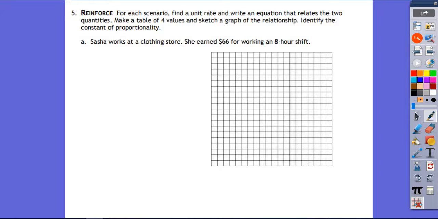They told me, find a unit rate. They told me, write an equation. They told me to make a table of 4 values. They told me to sketch a graph. And they told me to identify the constant of proportionality. So how many different things for each problem am I having to find? 5 different things here.